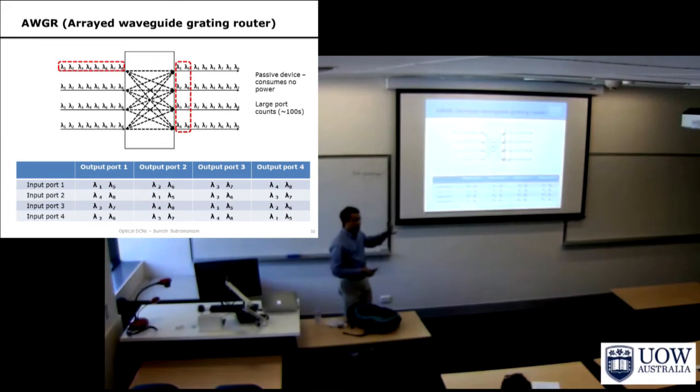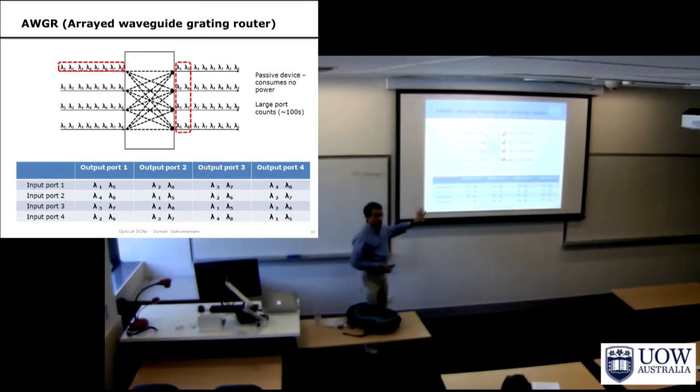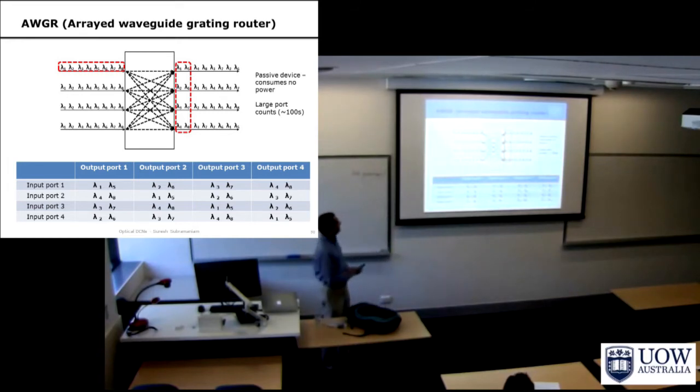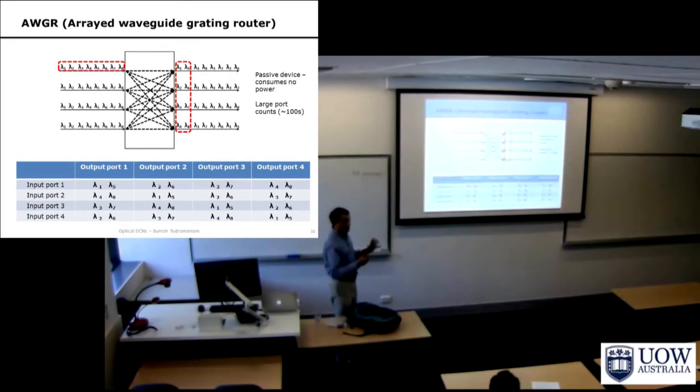So this is fixed. You cannot change this routing pattern. Okay, this is fixed. It's a passive device. Okay, it's built that way. And because it's fixed, the device consumes no power, 0 power. Okay, it can be built for fairly large port counts, so you can have hundreds of input fibers, hundreds of output fibers. Okay, this here shows the switching matrix for this particular grating. So you cannot change the switching pattern, but it does provide some wavelength-based switching.